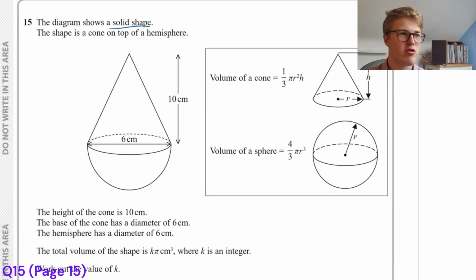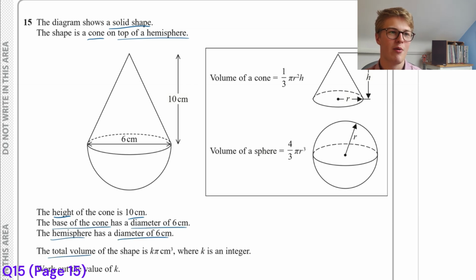The diagram shows a solid shape. The shape is a cone on top of a hemisphere. The height of the cone is 10 centimeters, the base of the cone has a diameter of 6 centimeters, the hemisphere has a diameter of 6 centimeters, and the total volume of the shape is k pi centimeters cubed, where k is an integer. Work out the value of k.